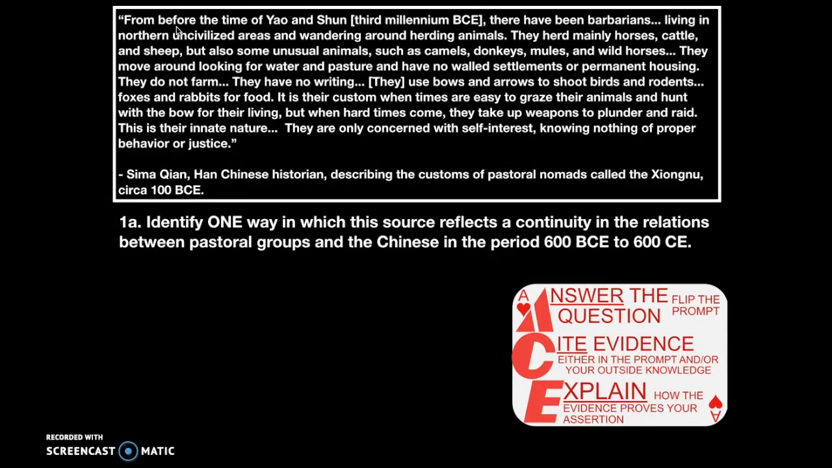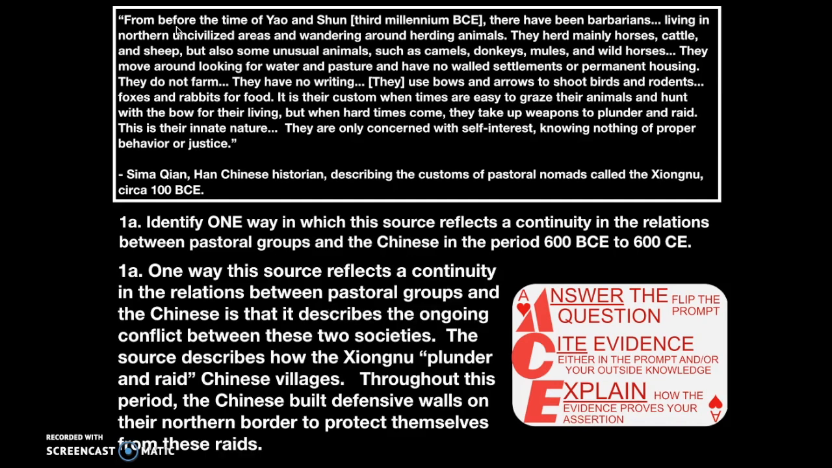All right, what we're going to do next is we're going to go through each of these questions and each of these subparts individually. So this first question asks us to identify one way in which the source reflects a continuity in the relations between pastoral groups and the Chinese in the period 600 BCE to 600 CE. So you'll note, first of all, the verb that starts this prompt is identify. And so one way that we identify is we start with that answering the question. We're going to flip the prompt.